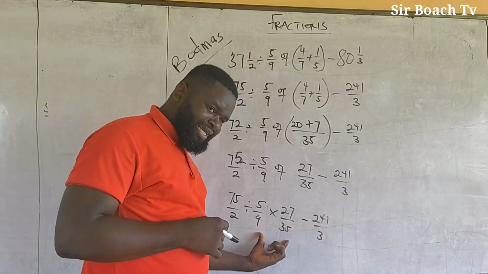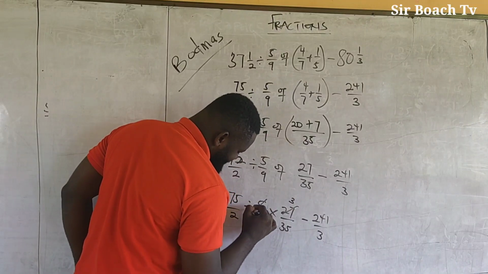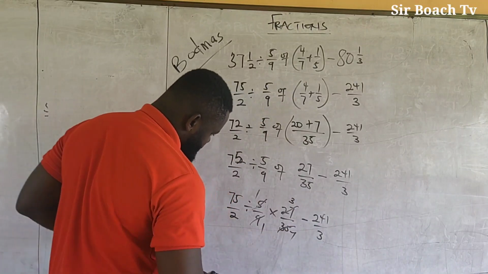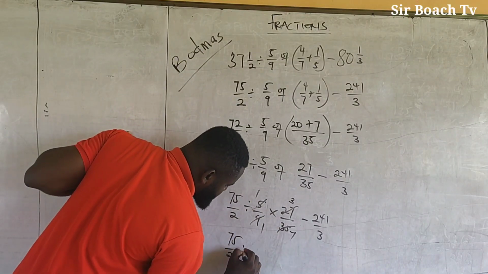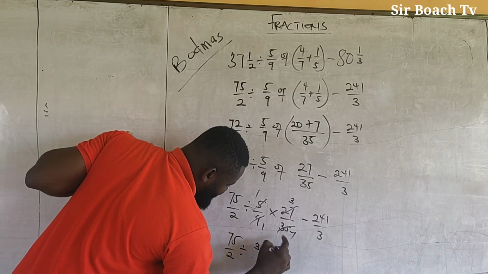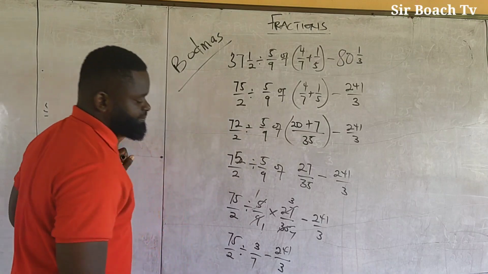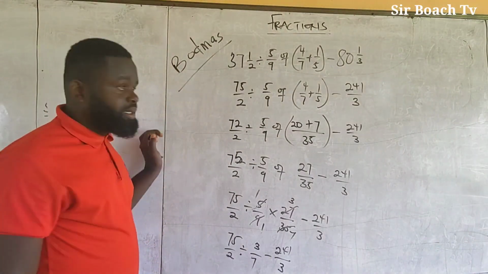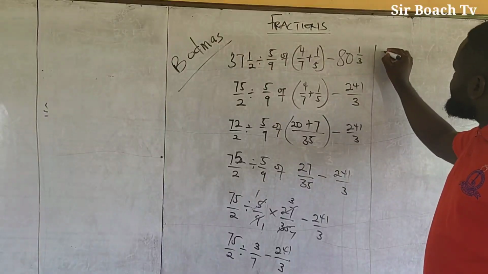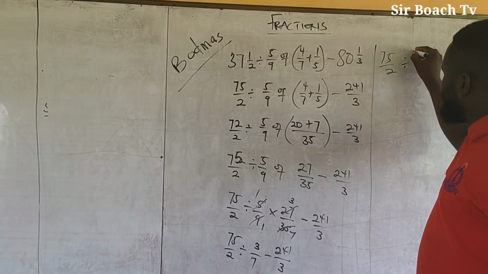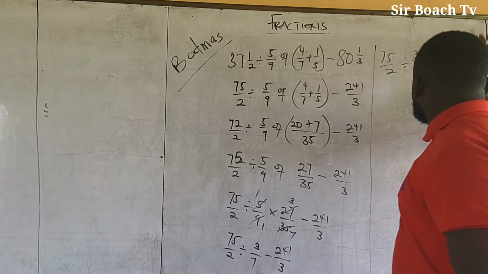We are still on multiplication. We can do something here. 9 goes here 1, it goes here 3 times. 5 goes here 1, it goes here 7 times. We are going to get 75 on 2. 3 times 1 gives me 3, and 1 times 7 gives me what? 7. Minus 241 over 3. Is it clear? Now from there we have 75 on 2 divided by 3 on 7 minus 241 on 3.